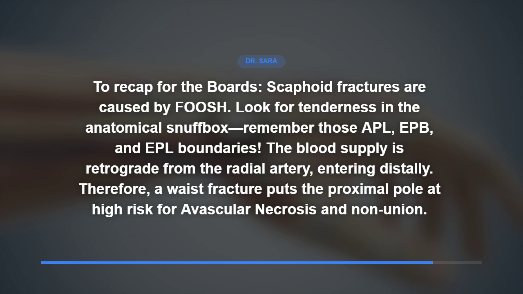To recap for the boards, scaphoid fractures are caused by FOOSH. Look for tenderness in the anatomical snuffbox. Remember those APL, EPB, and EPL boundaries. The blood supply is retrograde from the radial artery, entering distally. Therefore, a waist fracture puts the proximal pole at high risk for avascular necrosis and non-union.